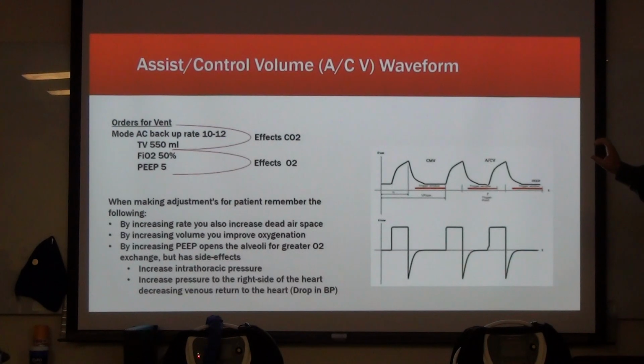So just remember, if we're seeing a patient and we got low sats, then we know what we're addressing here, which is going to be FiO2 and PEEP. If you have some issues with your CO2, then move into your volume and your rate. And you could blend some of that too, but keep it simple when you're dealing with derangements. Okay? Questions?